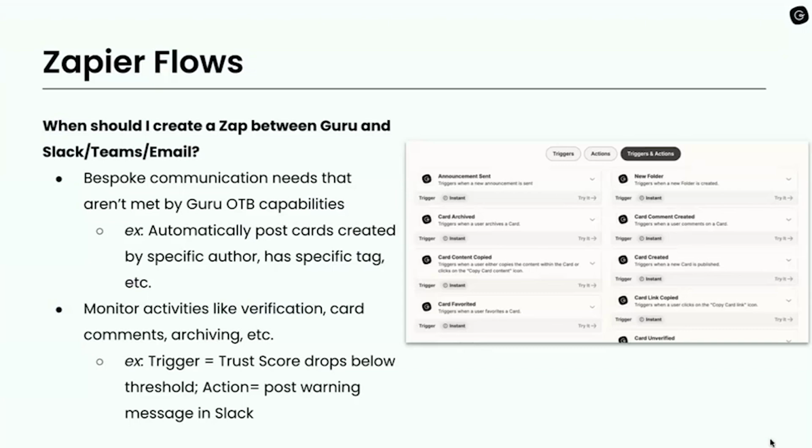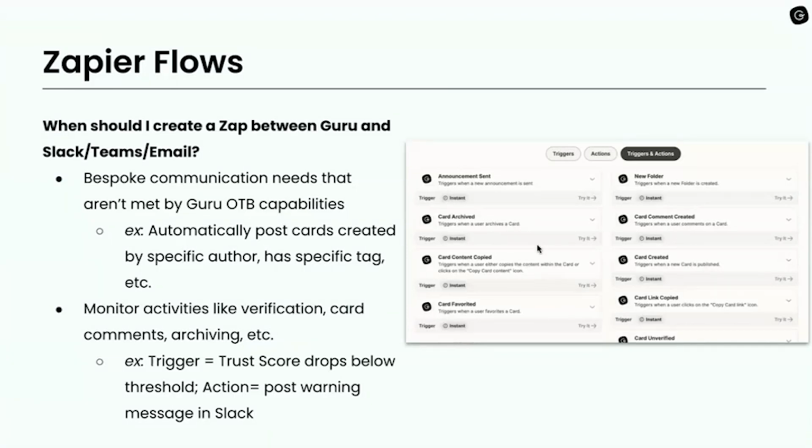But if you really want to get advanced and take your Guru usage to the next level, Zapier is a great way to get started with that. And again, we have it with Workato as well. Most people seem to have Zapier these days, but Workato is a similar kind of tool that we have the same integrations with.